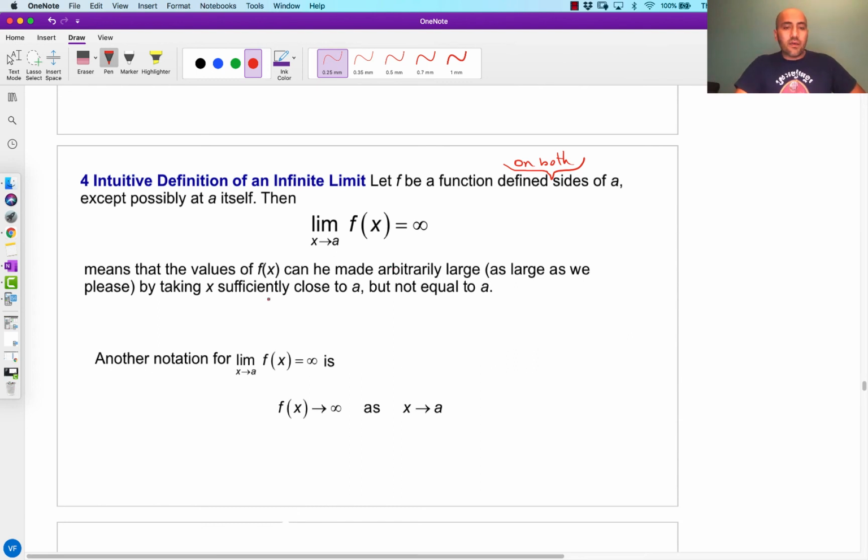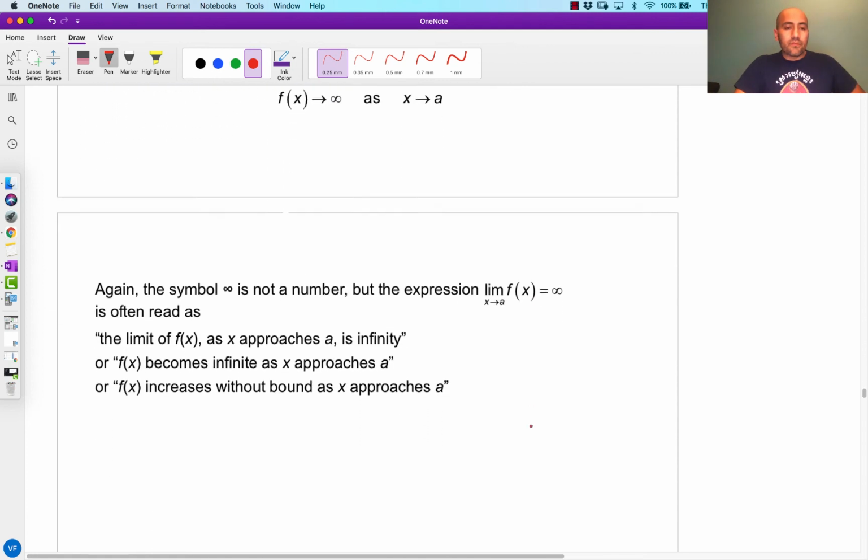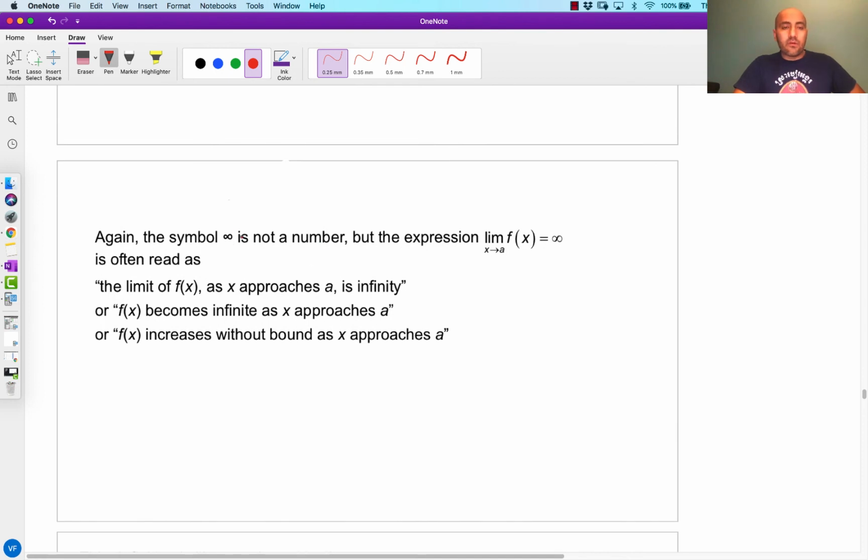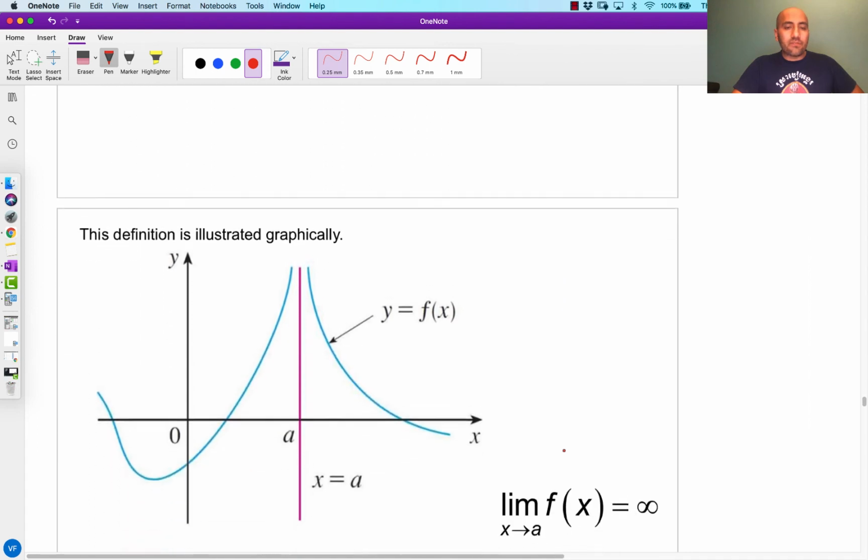Okay, so another notation for this, the limit as x approaches a of f of x equals infinity, is often this: f of x grows toward infinity as x grows toward a. Again, this little infinity symbol is not a number, right? It represents a direction. It's growing. But the expression is often read as the limit of f of x as x approaches a is infinity, or f of x becomes infinite as x approaches a, or f of x increases without bound as x approaches a. I prefer this one myself, f of x increases without bound as x approaches a, but they all mean the same thing. And in different parts of the textbook, I think you'll find that they make references to all three of them.